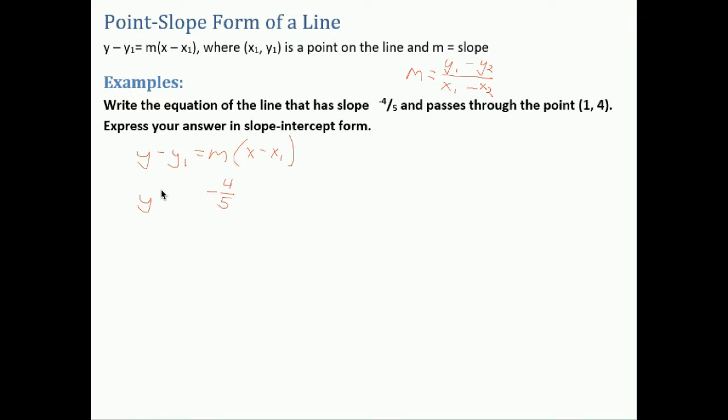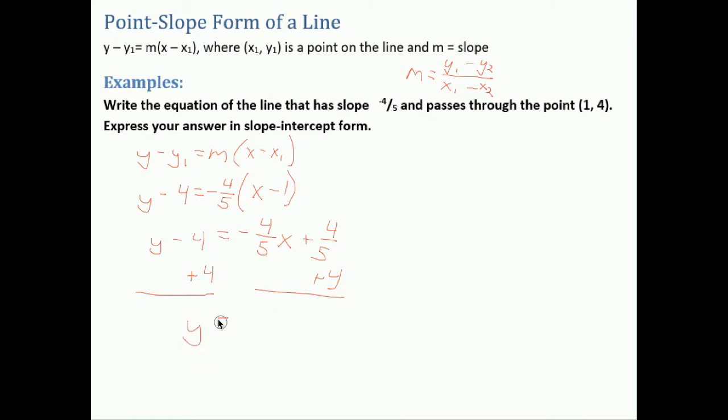And then we have y minus y sub 1. Well, that's the y value of our point, so y minus 4. Make sure you have your signs correct. And then x minus x sub 1, well, that's our point here, which is 1. So this technically is the equation of the line, but it asks us to put it in slope-intercept form. So we will distribute the -4/5. So we have -4/5 x. Negative times a negative is positive, so plus 4/5. And then we'll go ahead and add 4 to both sides, which will give us the equation of our line.